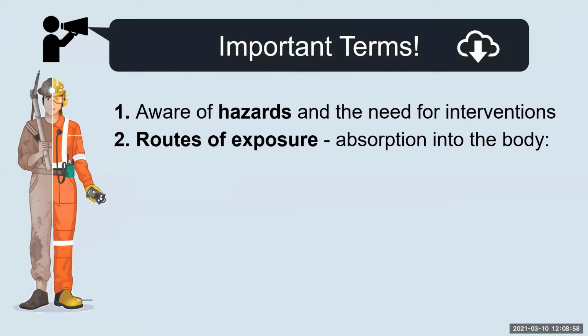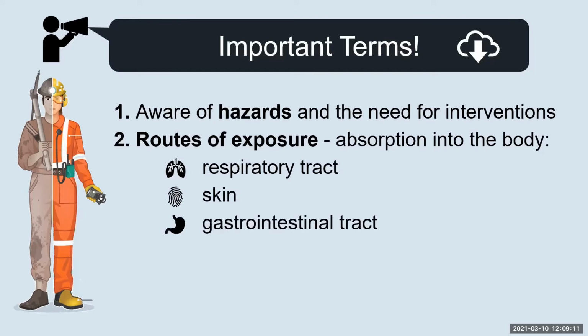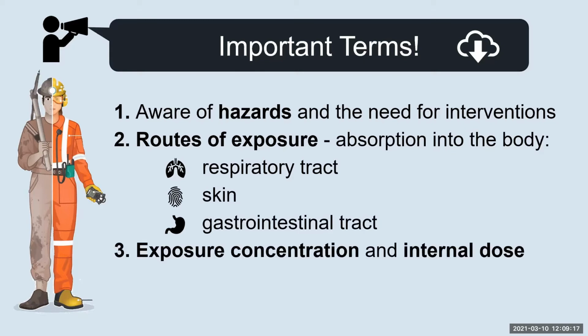These chemical hazards could enter the body through 3 main routes of exposure. That's how they're absorbed into the body: through the respiratory tract, by breathing; uptake via the skin; and via the gastrointestinal tract once we ingest something. Some other important terms to clarify are exposure concentration, dose, and internal dose.